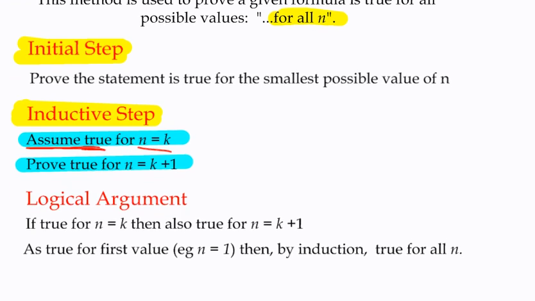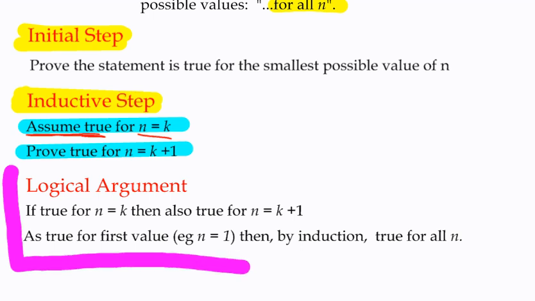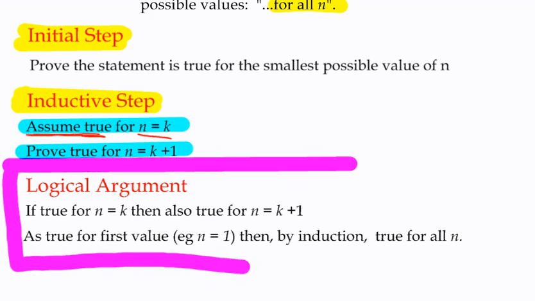And then we have this logical argument, which is basically our summary that we're going to write down at the end. And it's pretty much a script. It would be good if you could understand it. We're saying that if it's true for n equals k, then we're showing that it's also true for n equals k plus 1. There's your dominoes.